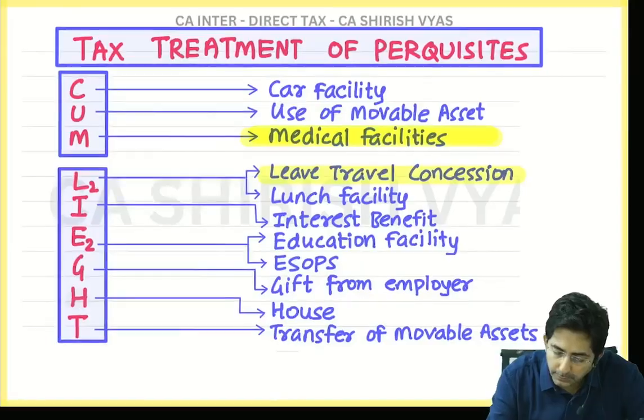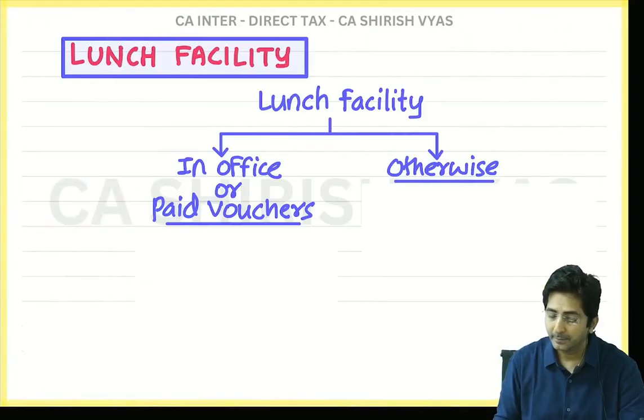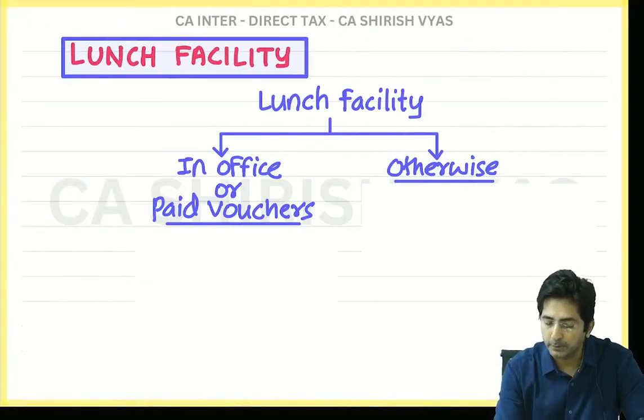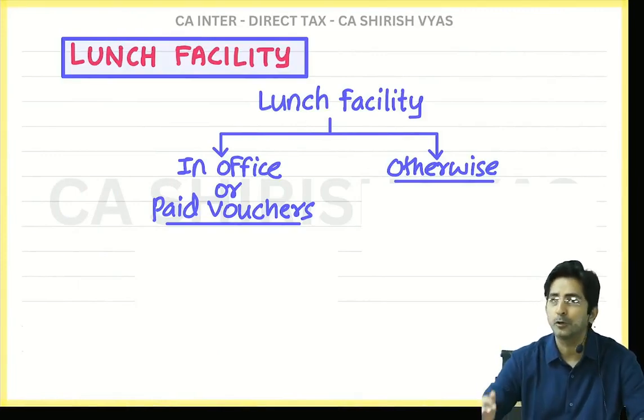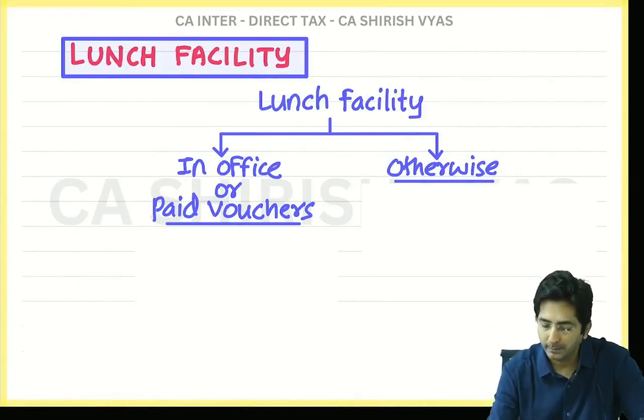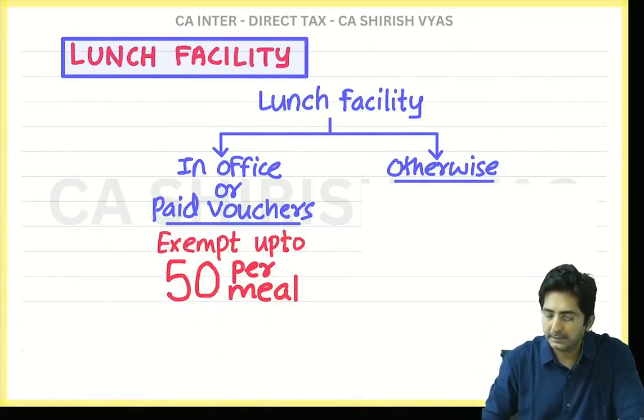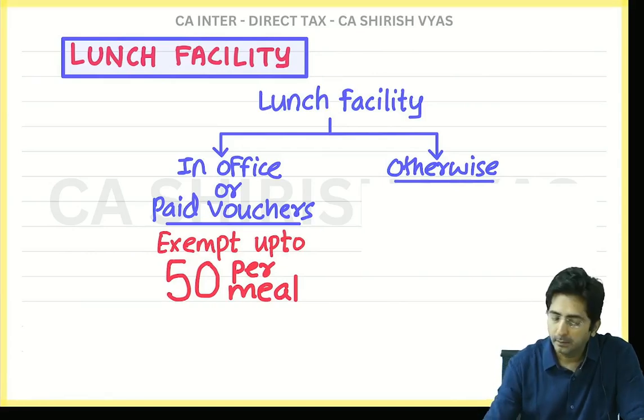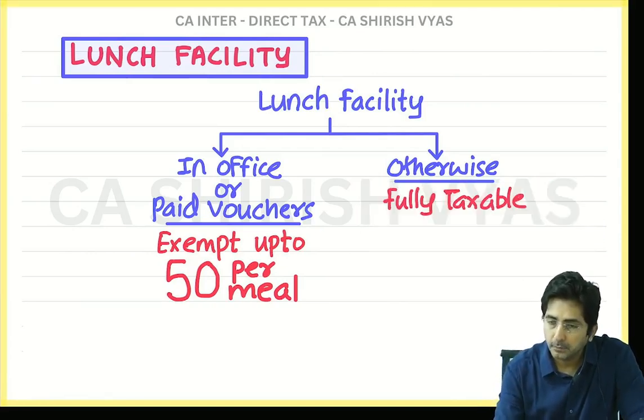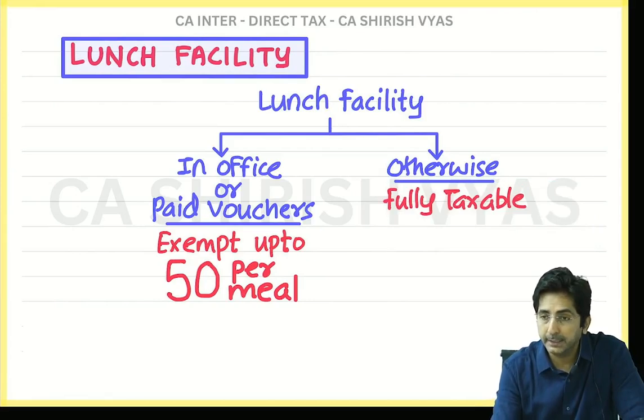So the theory of lunch is over. Lunch facility in office or paid vouchers. Paid voucher means a tie-up with some restaurant. Then see what I have written. Exempt up to 50 per meal. Otherwise, fully taxable. But see, this is for lunch.